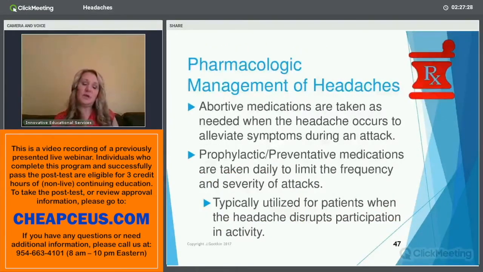The specific pharmacological management of headaches is looking at 2 categories of medications, either abortive medication or prophylactic medication. Abortive medication is going to be utilized when the individual already has these symptoms and they're trying to stop the progression. Prophylactic medication, individuals are going to look at taking every day to just avoid the progression of symptoms in the first place.